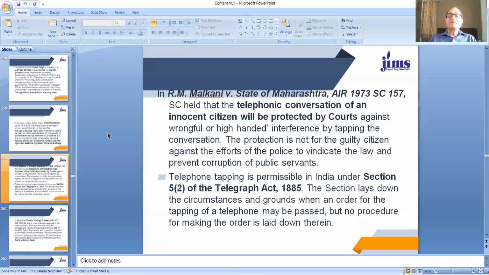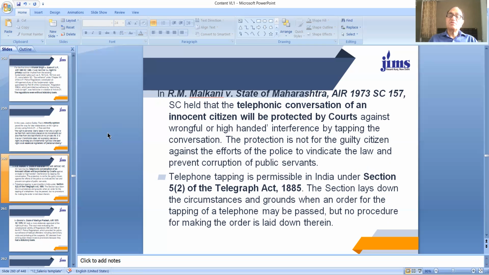Then, dear students, we have a very important telephone tapping case, R.M. Malkhani versus State of Maharashtra. If I am talking to someone on mobile, nobody has a right to intercept and record it. It is my privacy. Why will you record my conversation? So Supreme Court in this case held that the telephonic conversation of an innocent citizen will be protected by the courts against wrongful or high-handed interference by taping the conversation.